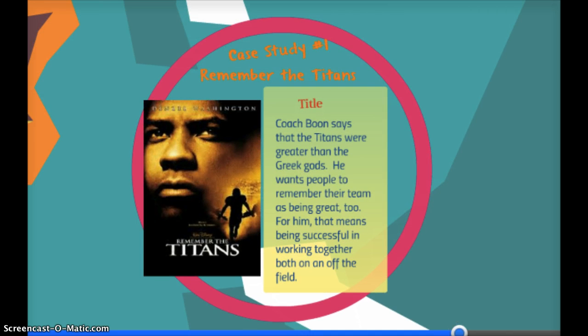Okay, the title, and here's an example of where the title actually shows up in the story, and you want to look at that. What do the characters have to say about the title? Here, when Coach Boone talks about remembering the Titans, he explains that the Titans were greater than the Greek gods. And he wants people to remember their team as being great too. So for him, that means being successful and working together both on and off the field. So his explanation of what it means to remember the Titans can point us in the direction of what the theme might be.